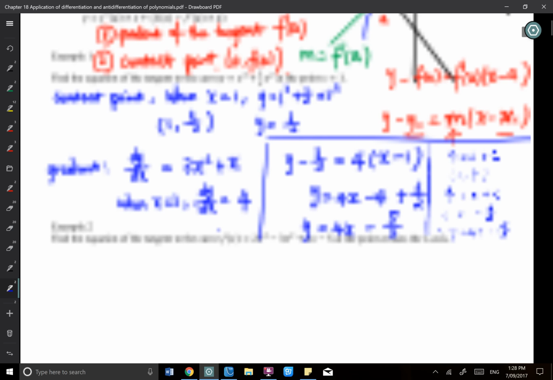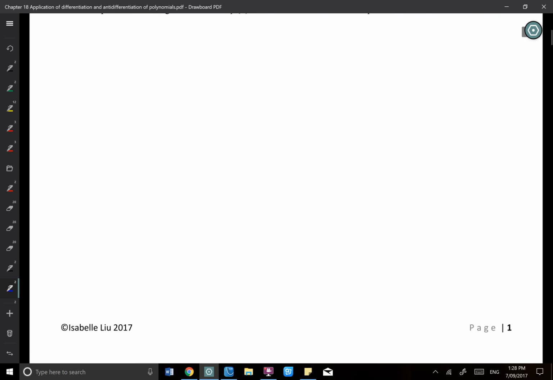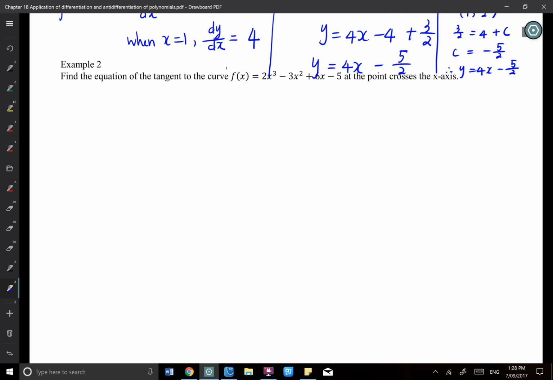Okay, that's example 1. And have a look at example 2. Find the equation of the tangent to the curve f(x) equals that. I want to find the equation of the tangent to this curve at the point where it crosses the x-axis. So what is the point that crosses the x-axis?